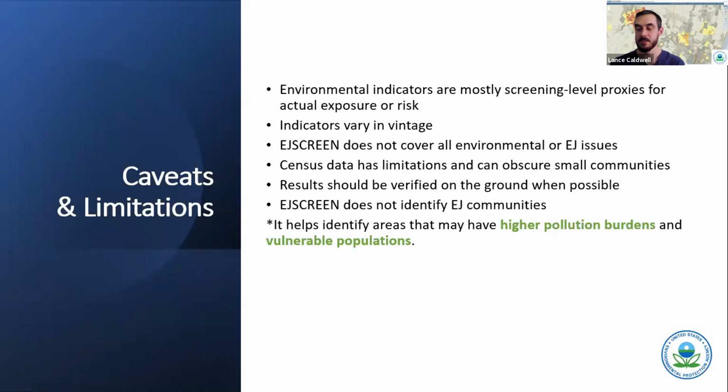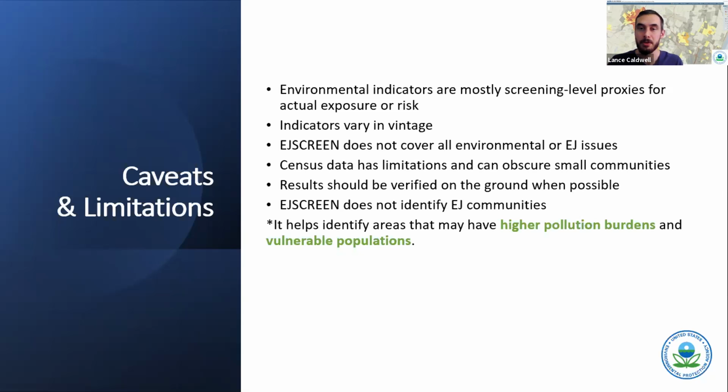So of course, EJSCREEN has a lot of caveats and limitations, and this is true for all screening tools, all mapping tools. First of all, a lot of the indicators are mostly screening level proxies for actual exposure or risk. And I'll talk about that again a little bit more in the demonstration. They vary in vintage. I mentioned that before, that some are from last year, some are from a few years ago, just because of availability. It takes a few years for the data to be processed and published.